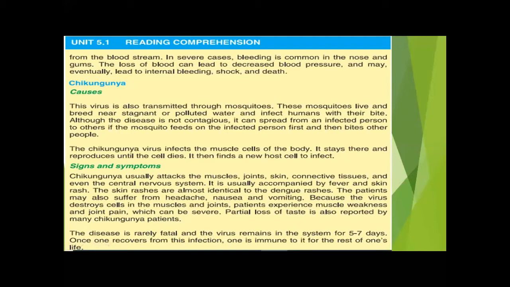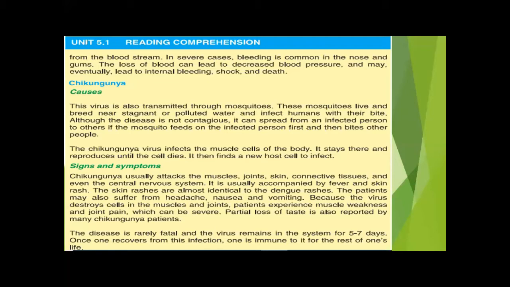So it's time to discuss the explanation of chikungunya. The virus of chikungunya is also transmitted through mosquito bites and it is a viral disease. Although, dear students, chikungunya is not transmissible directly through an infected person. The mosquitoes which cause chikungunya live and breed near stagnant or polluted water.